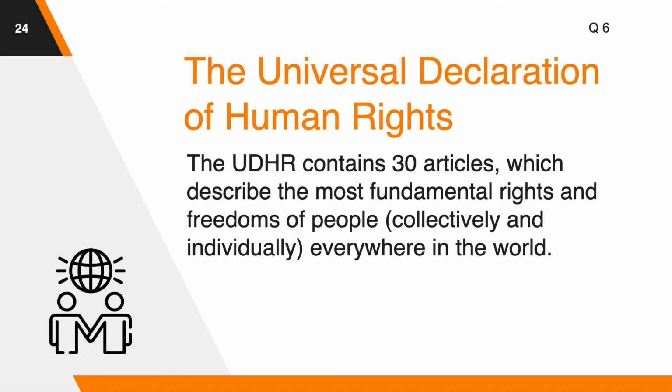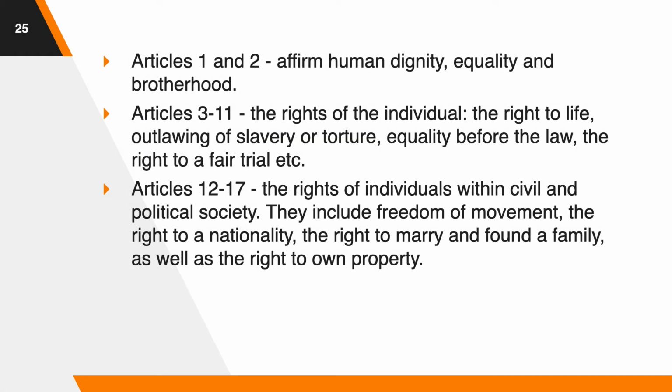The Universal Declaration of Human Rights contains 30 articles which describe the most fundamental rights and freedoms of people everywhere in the world, and that will help you answer question 6. We just want to have a quick look at those rights. This is a summary of them, a very brief summary.